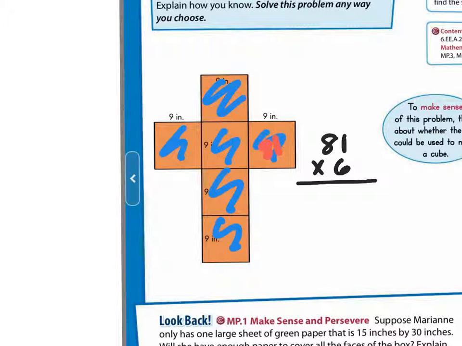And since we have 6 sides, I can multiply 81 times 6 and get 486. And of course, we're talking about inches. We're talking about square inches.